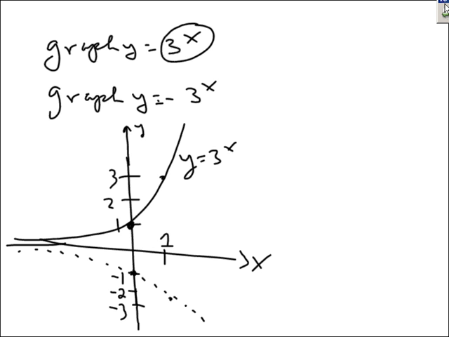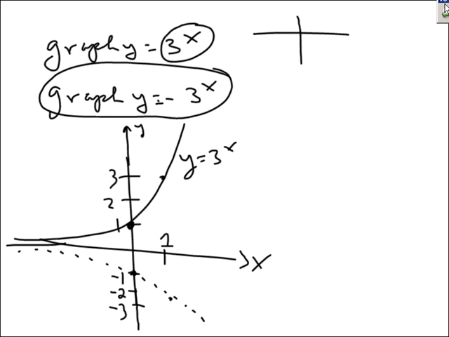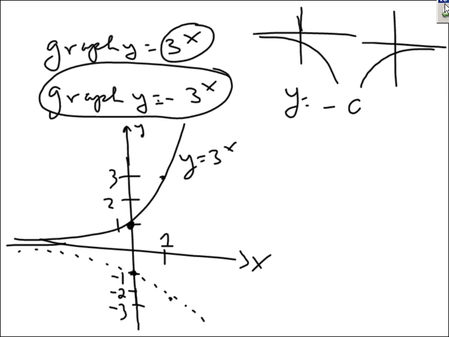Okay, so if you're asked to graph the second one, you can graph the first one and then reflect it like I did. Or you could now remember that negative a to the x graphs either go like this or they go like that. Okay, those are y equals negative a to the x graphs.